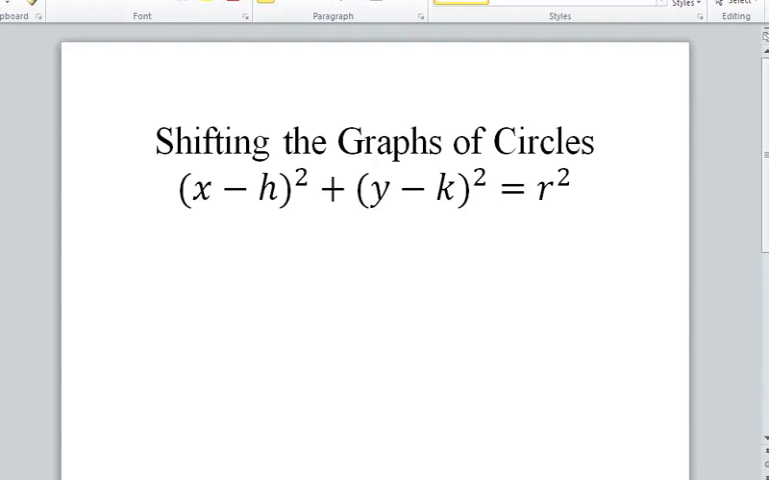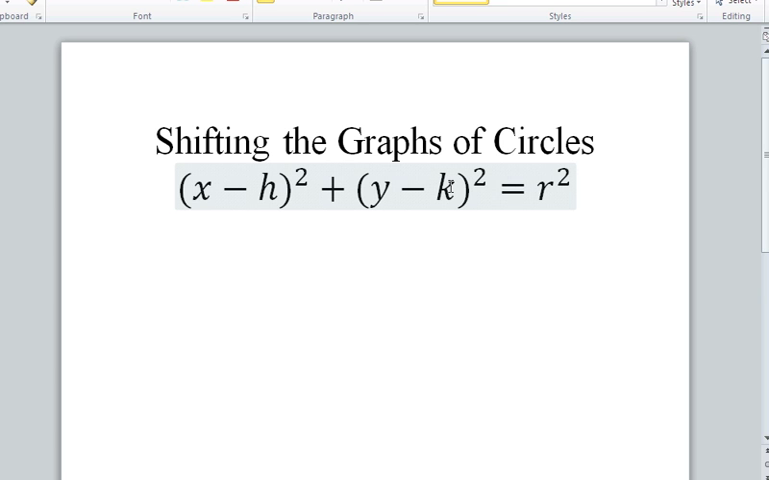Hi, this is Mr. Hebert again, and I want to talk to you about shifting the graphs of circles. You might notice that this equation for a circle has some different stuff in it. It's not just x squared plus y squared equals r squared. We have added an h and a k. Specifically, we've replaced x with x minus h, and we've replaced y with y minus k.